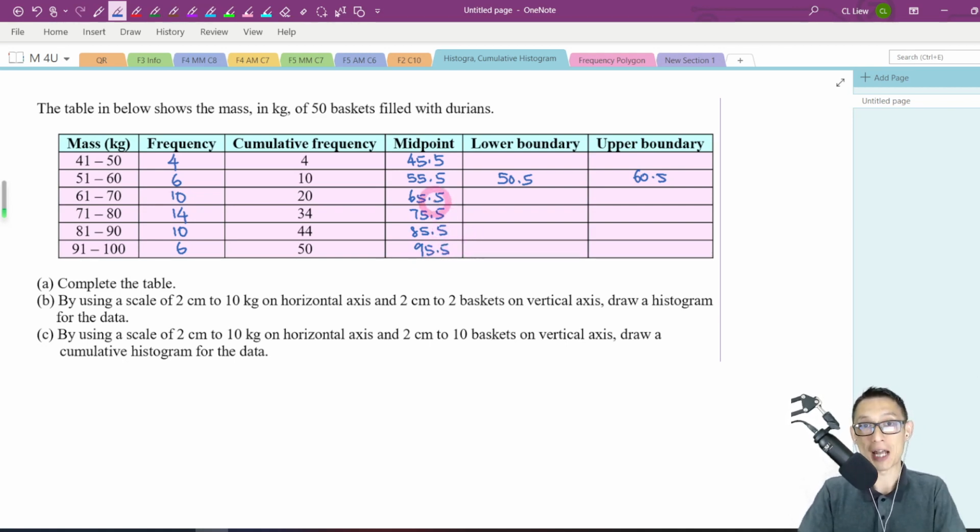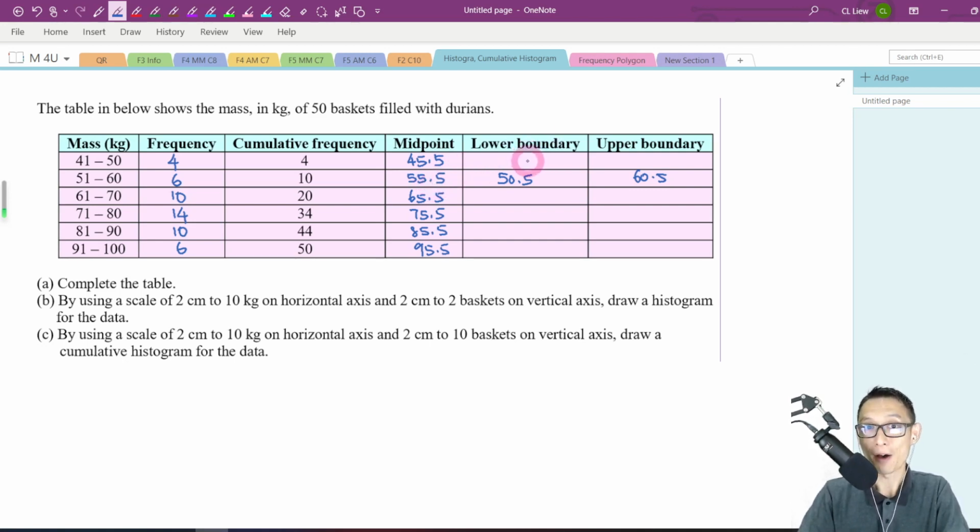To make sure that our calculations are all correct, I suggest you calculate the midpoint again for the last class interval. 91 plus 100 and then divided by 2, you will get 95.5. So it means that our calculations are all correct.